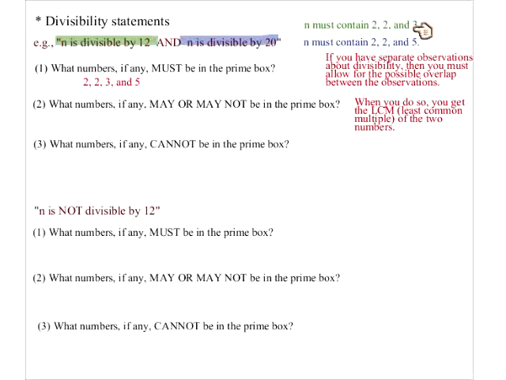Another way you can figure this out is just to start grinding out lists of numbers, which is something we'll see later. What numbers may or may not be in the prime box? Anybody in the text box? Please indicate. May or may not. You guys need to cast a wider net than you are casting right now.